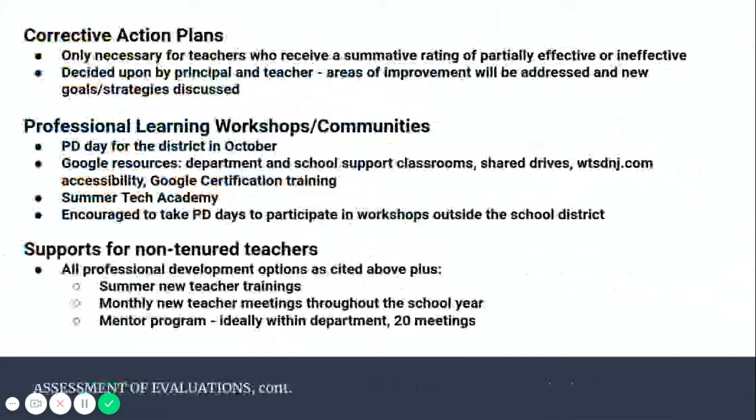Also, using all of the Google resources that are available to you here is totally worth it for collaboration with your colleagues, which Wong and Wong talk a lot about being one incredible way to try and increase your effectiveness. Right? We have department and school support classrooms. We have shared drives. We have Google certification training. So definitely take advantage of that.